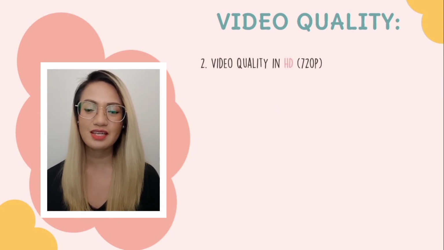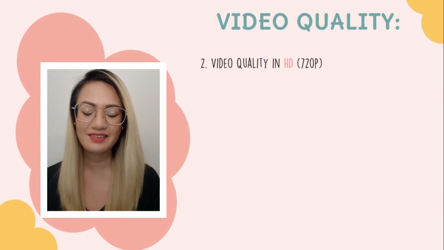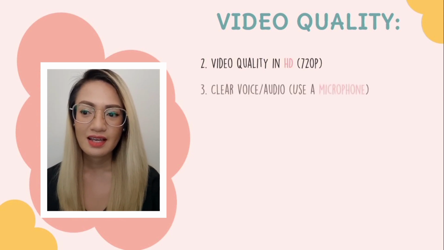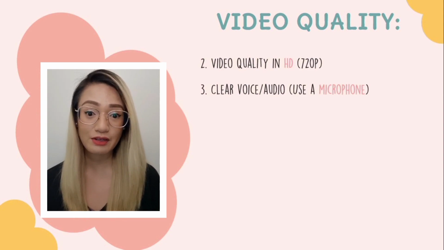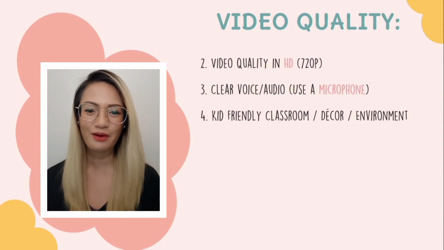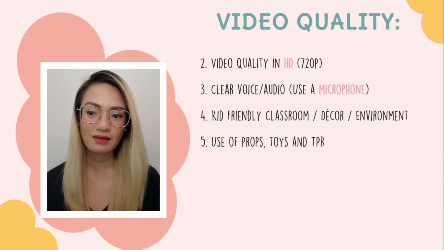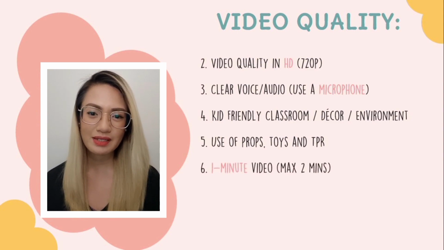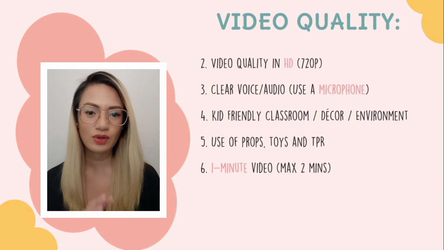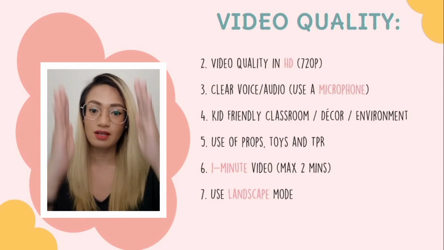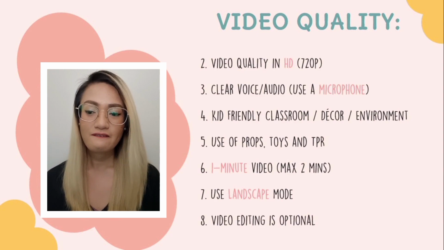Next is video quality. Make sure to set it in HD 720p. Clear voice and audio: it is preferred that you use a microphone. Kid-friendly era, always remember. Use props, toys, and TPR. The video must be 1 minute or a maximum of 2 minutes. That's what most companies usually require. Use landscape mode, this mode, not portrait mode. Video editing is optional as well.